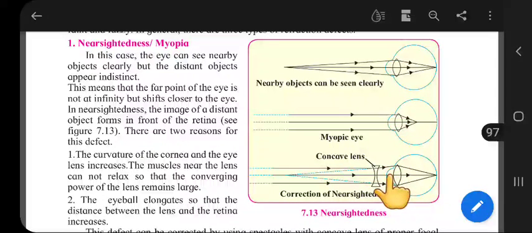How to correct this defect? This defect can be corrected by using spectacles with a concave lens of proper focal length.